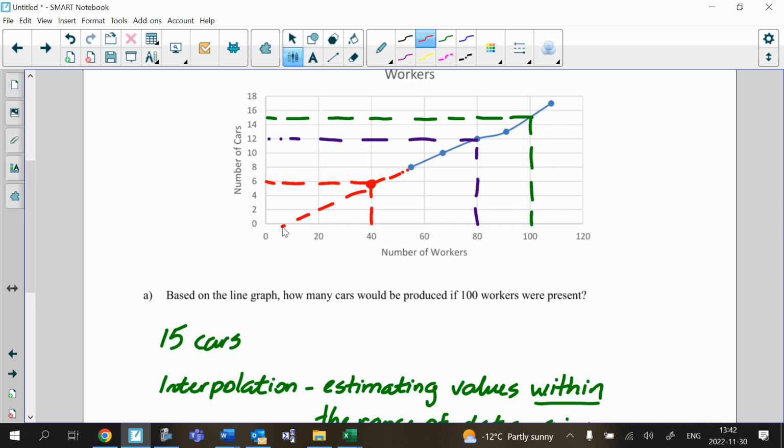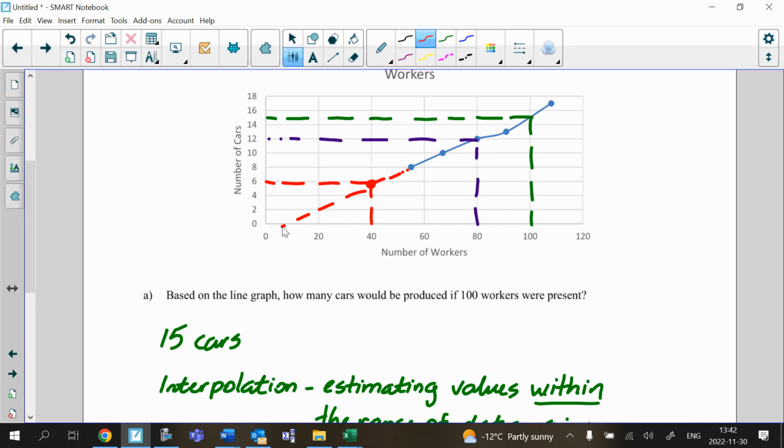And the same thing, you're going to reach a point where you just can't fit that number of workers in a factory. Like if you say how many cars will be produced with 2,000 workers, you probably won't know because you probably can't fit 2,000 workers in this factory. At least comfortably. So that's something that we can read from line graphs. So line graphs also involve interpolation and extrapolation.